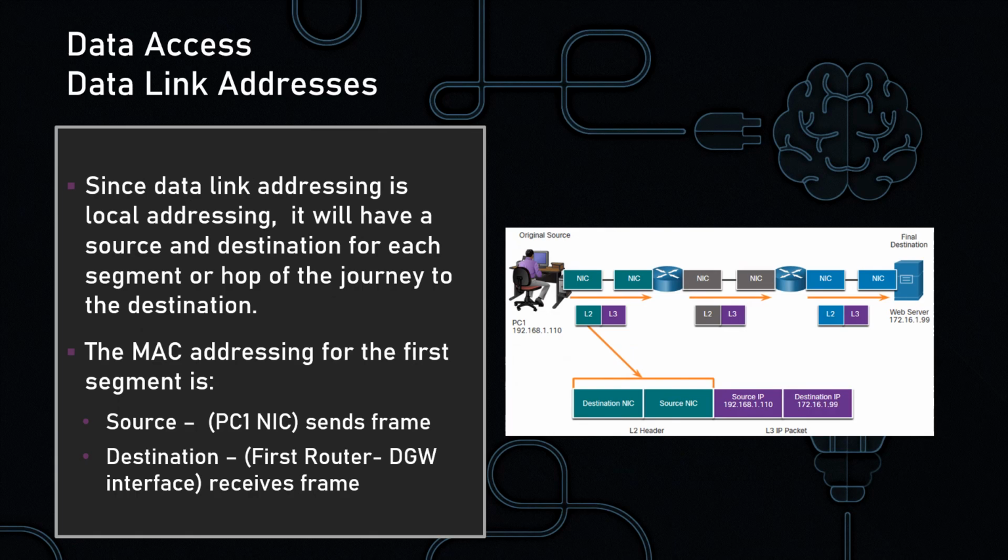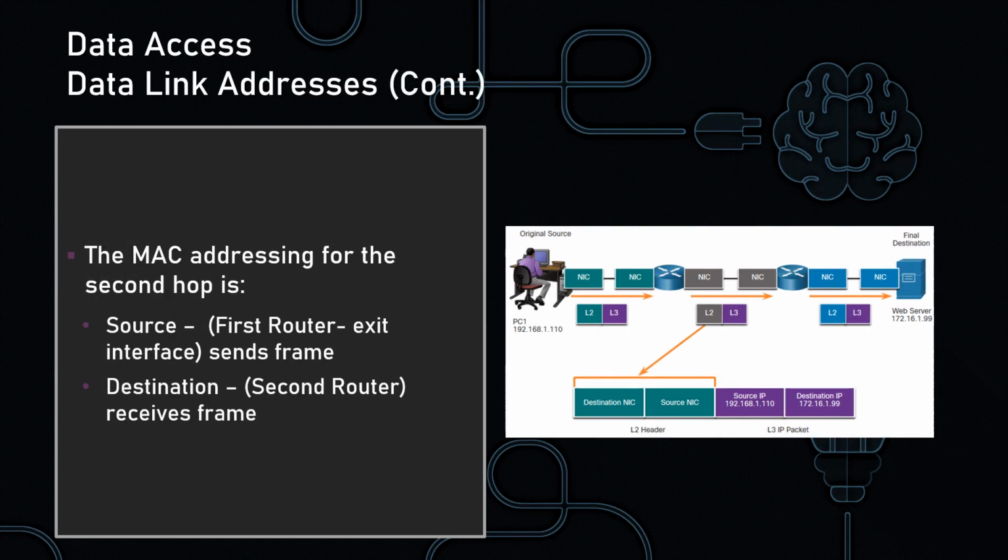So let's follow this again. The first segment, going from the source PC to the router, is the destination NIC and source NIC, and it has the source and destination IP address. So as it moves from physical location to physical location, it will peel back that layer 2 information to check layer 3, make sure it's going to the right place. So now, as we're moving from layer 2 to layer 3, the source and destination NIC have to change. The source is the first router, the exit interface, and the destination is the second router that's going to be receiving that information. The IPs, however, are staying the same. This is how we have a verification system moving from one place to another.